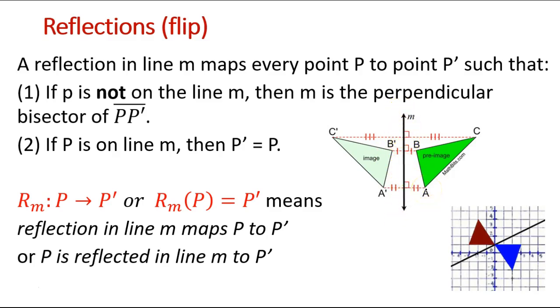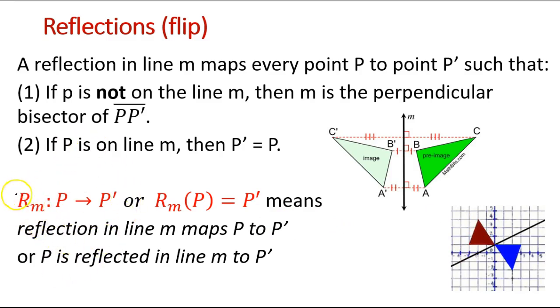The same thing: segment A prime is going to be perpendicular to this line, also C prime. But if the point is on the line, like this one on the y-axis, this black line here is the mirror. So this point that is right on the line is going to be exactly the same for both the image and the pre-image. It is not going to change, but the other points here and here will change. That's what that is saying.